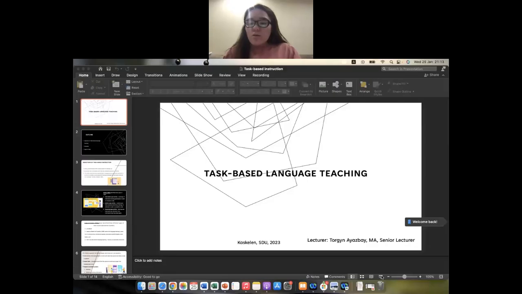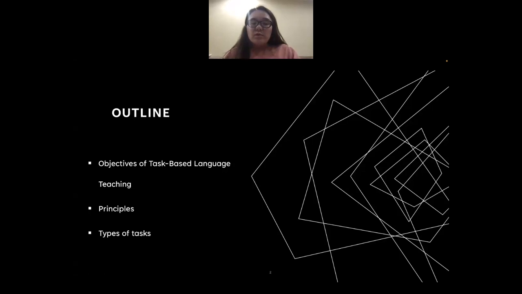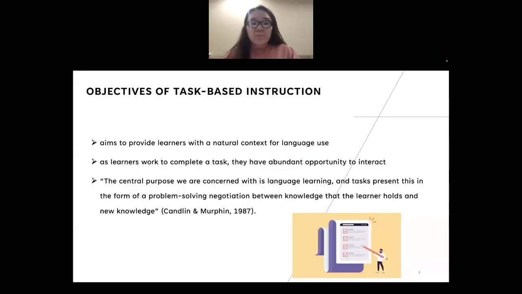Okay, now we will cover task-based learning in foreign language teaching. It can be considered as a micro level of PBL somehow. Okay, let's start. So, task-based language teaching. I will discuss objectives of task-based language teaching, principles and types of tasks. So, objectives of task-based instruction.